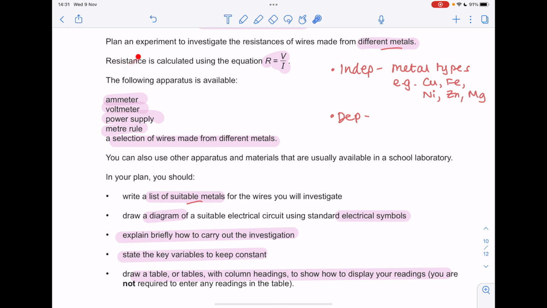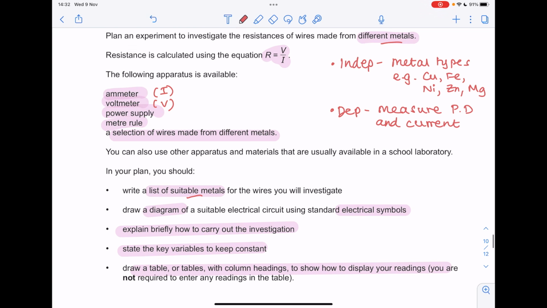Now this is slightly more difficult because we're trying to effectively measure the resistance, but it's very hard to measure that directly from a circuit. Handily, they've told you what you need. You need to have the voltage value and the current value, which guess what? You can find the current using the ammeter and the voltage or potential difference using the voltmeter. So we're going to measure potential difference and current in order to find out resistance.